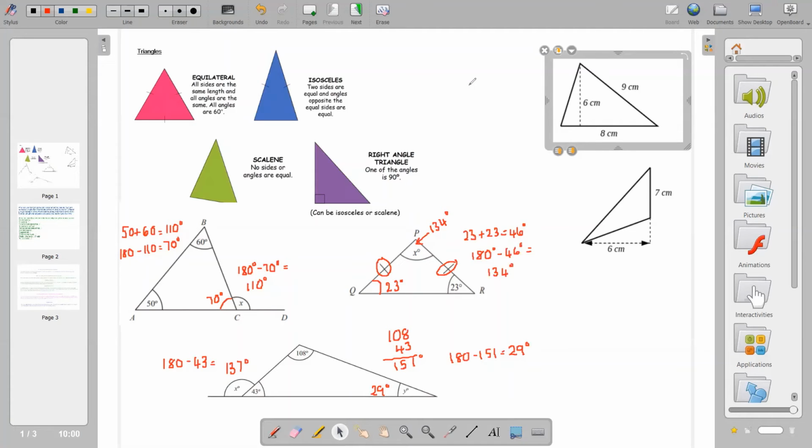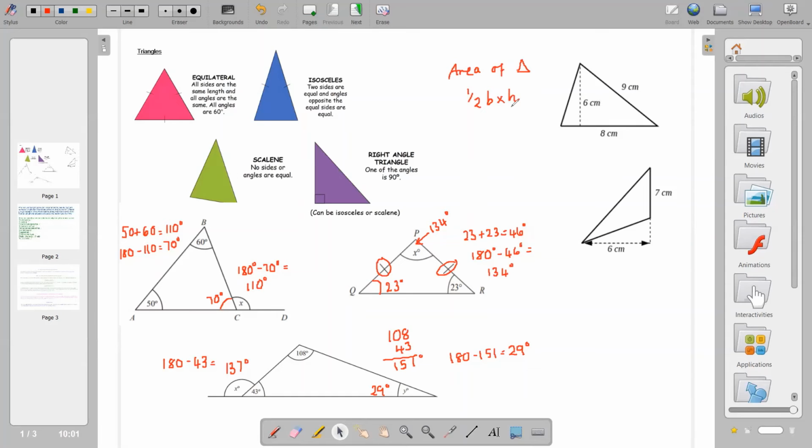Now the next thing we're going to look at is how to find area in a triangle. Now there are two ways of writing the area formula, and you should go with the one that makes the most sense to you. So the area of a triangle, the formula is a half of base times height, or you can, if you prefer, do it as base times height divided by 2. These are essentially the same thing. It depends which one you're more comfortable with.